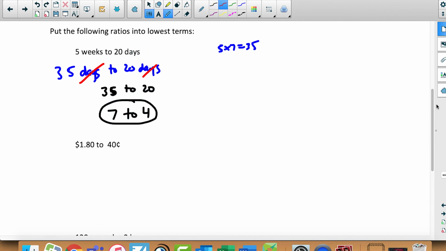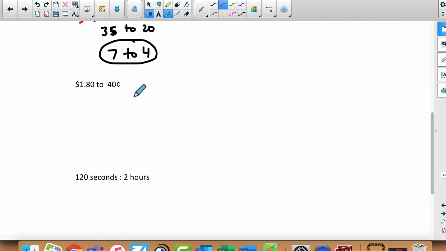How about money? $1.80 to 40 cents. Same thing. Do not write $1.80 and then 40 or something like that. This is dollars, this is cents. We need to have the same units. What would be easier to switch? It's up to you. You could switch the dollars to cents, or you could switch the cents to dollars. I think I'll go dollars to cents, because then I'm not going to have any decimal points. That's going to be nice.